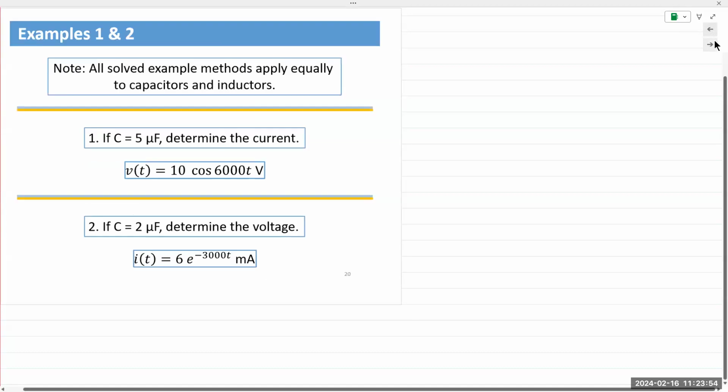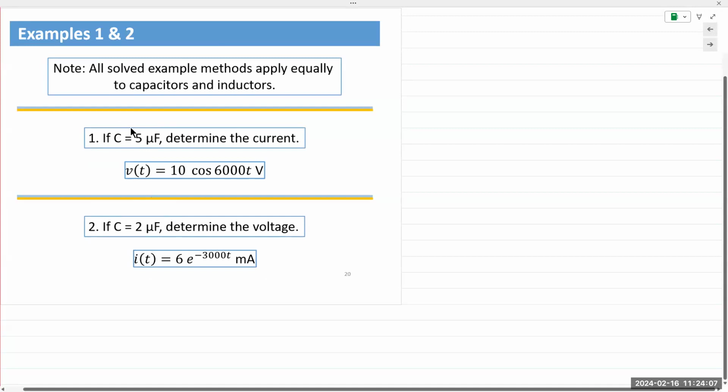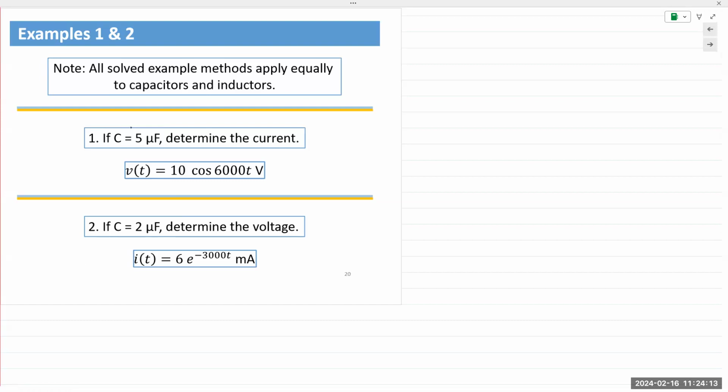All right, so there are 4 examples in here, and all of the examples reference the component as a capacitor. Capacitor is 5 microfarads, capacitor is 2 microfarads. Examples 3 and 4 also reference a capacitor, but it makes no difference whatsoever. This example would work for an inductor just as well. All 4 examples would work for an inductor also. The only difference would be that in examples 1 and 2, it would be flipped.